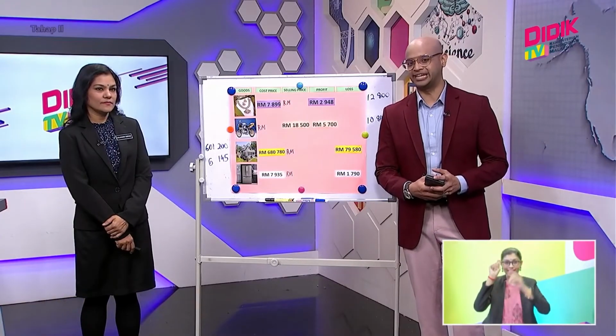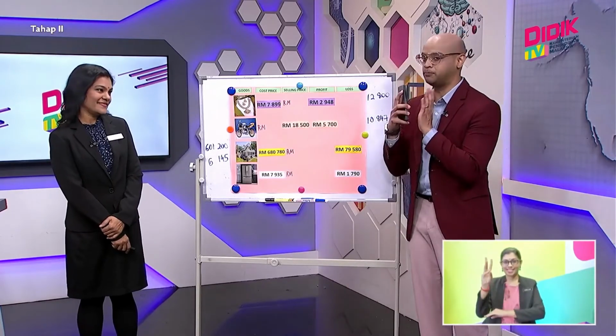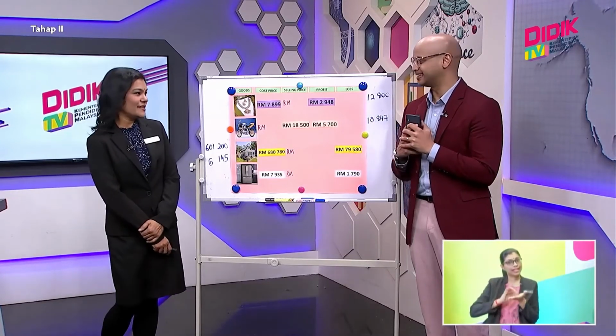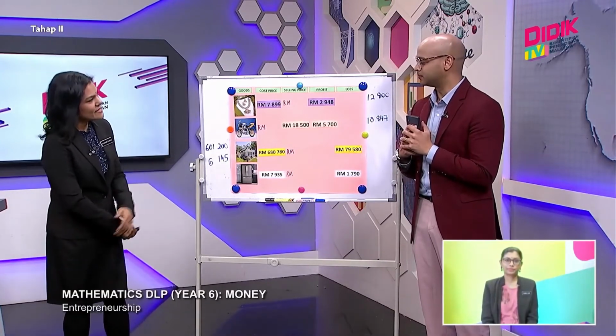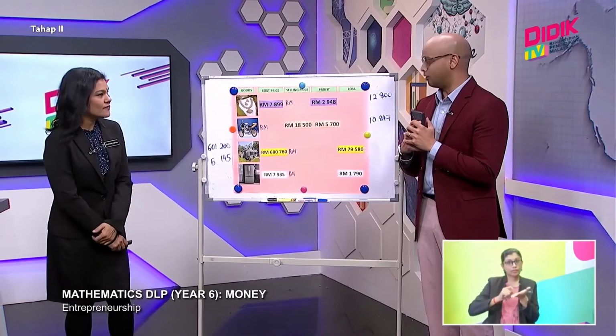Our subject for today is Mathematics DLP Year 6. Okay, teacher, I've already prepared my calculator. What are we going to do now? Yes, Sean. So far, so good. Can you help me to fill the blanks here to find the cost price, selling price, or either profit or loss? Okay, sure, can.